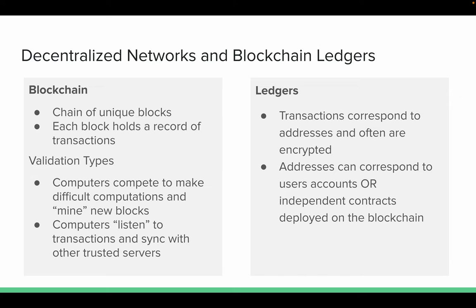Another way that validation takes place in blockchain networks, and this is, for example, how the network Ripple works, is that computers listen to transactions as they are being posted on the network by users like me and you, and they post them onto their ledger that explains the state of the network. And the way to validate which transactions are legitimate is by comparing their records with the records of other servers that are in their trusted group.